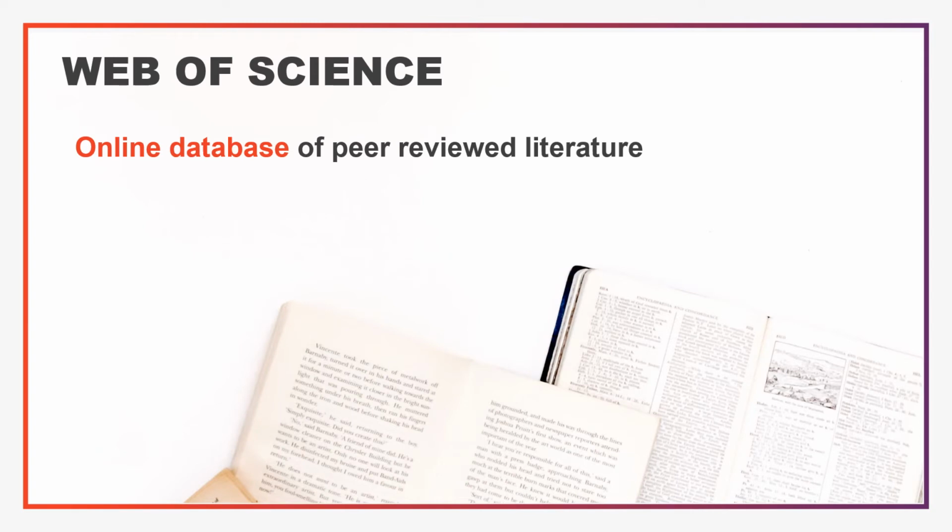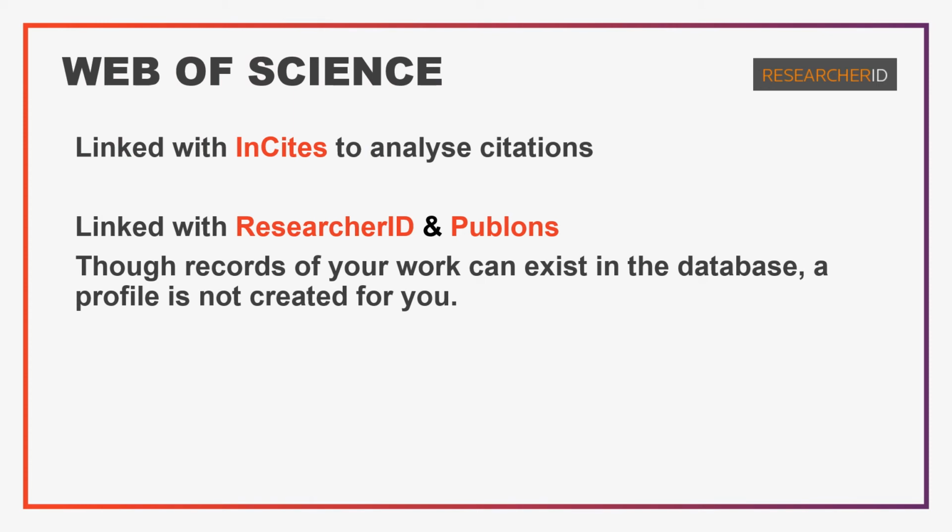Web of Science is an online database of peer-reviewed literature similar to Scopus. It operates in a similar way by creating a profile for you. Web of Science is linked with Insights to analyse citations, like Scopus is linked to SciVal. At Essex, we don't have a full institutional subscription to Insights, making it difficult to analyse citations on this database.